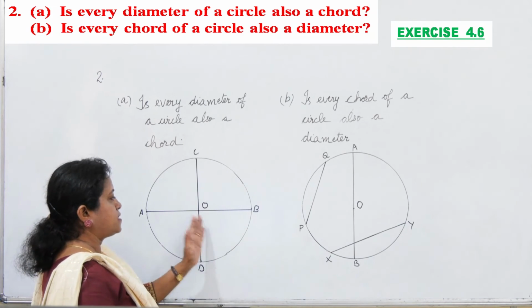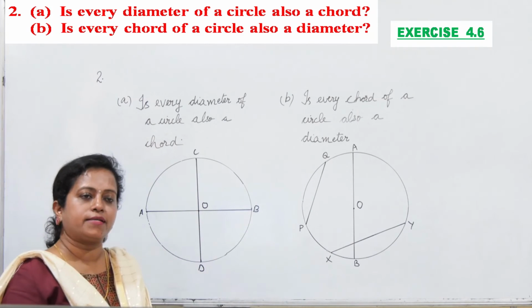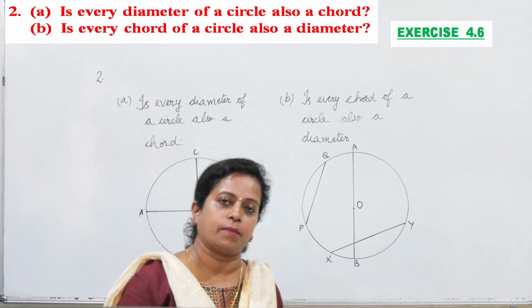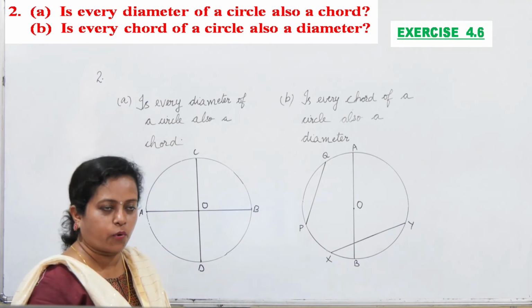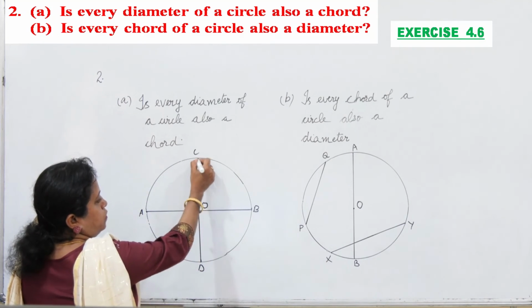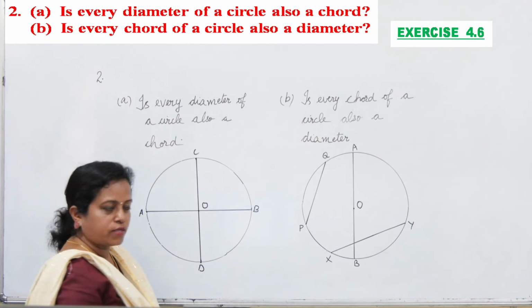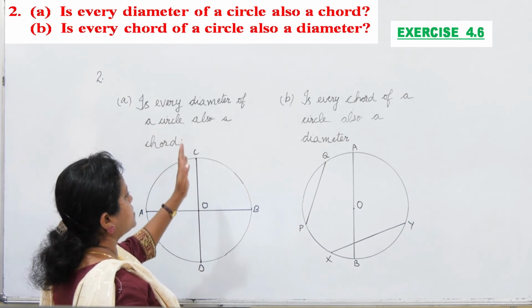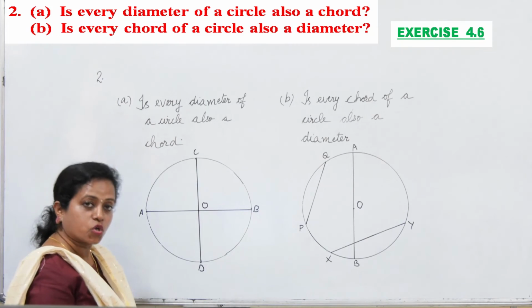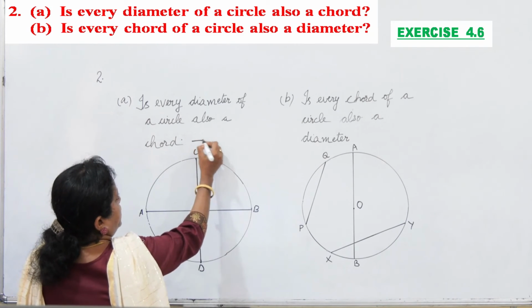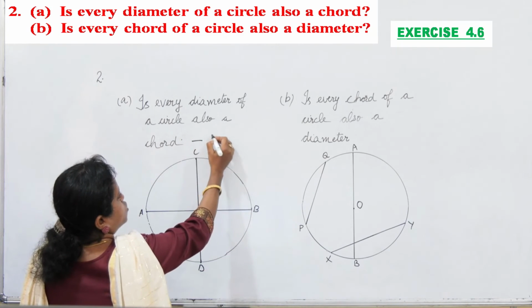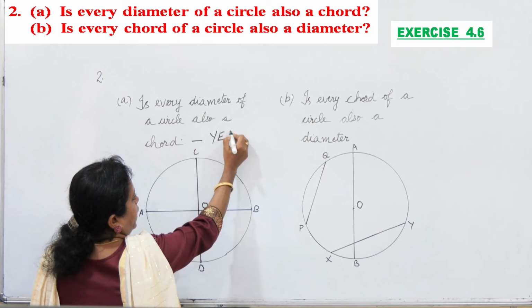Now think of this diameter as a chord. What do you understand by chord? A chord is a line segment which has its 2 endpoints on the circle. So C and D are the 2 endpoints on the circle. So you can clearly say that every diameter is also a chord. So is every diameter of a circle also a chord? The answer will be yes.